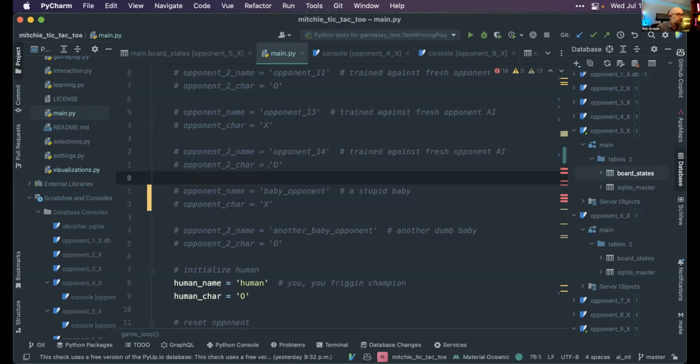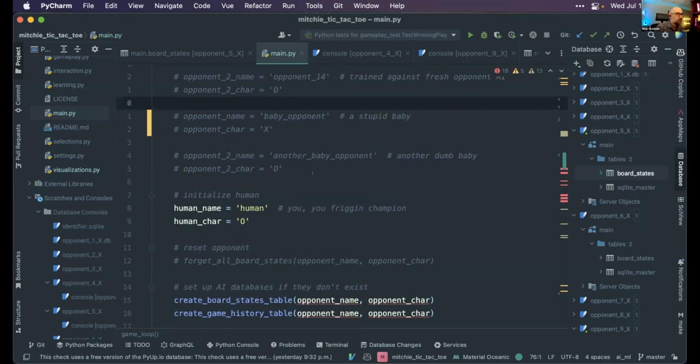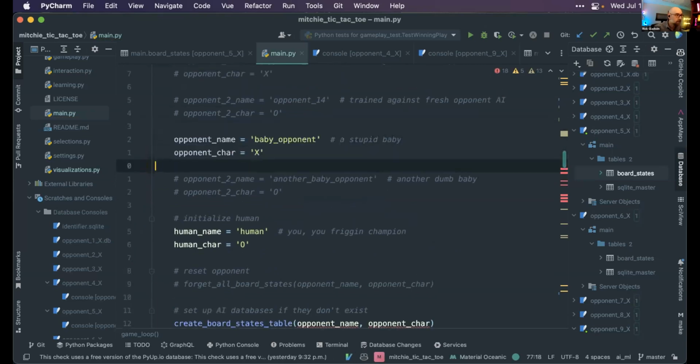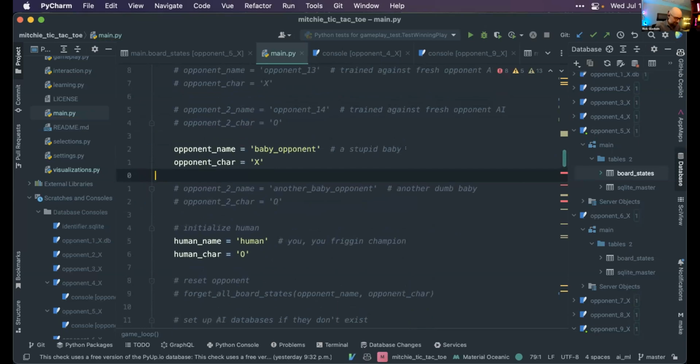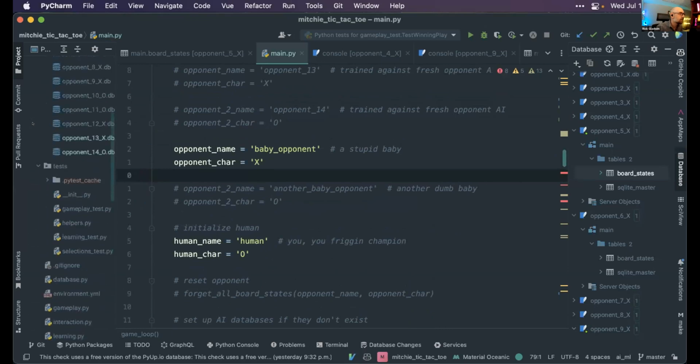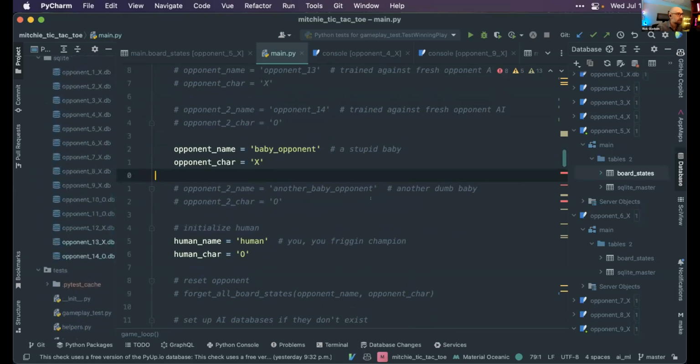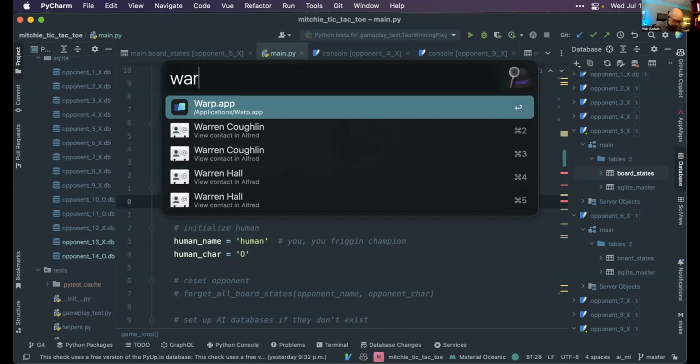And I'm actually going to play you, the human, against this one. A stupid baby. This is an untrained AI. No training rounds have gone into it at all. It doesn't even have a database yet. So the system, if it doesn't have one yet, it just creates one for us. So let's head over to the command line.